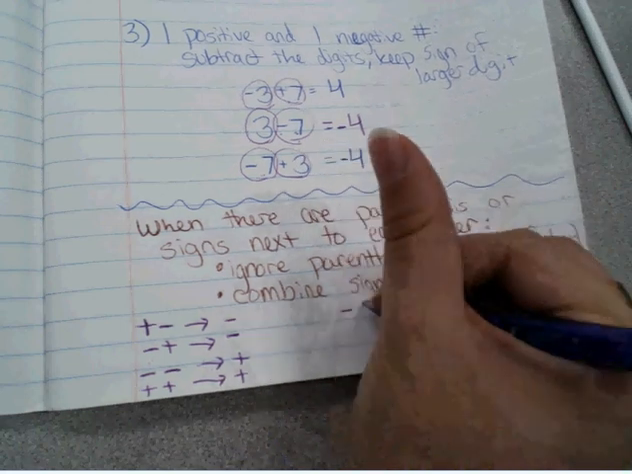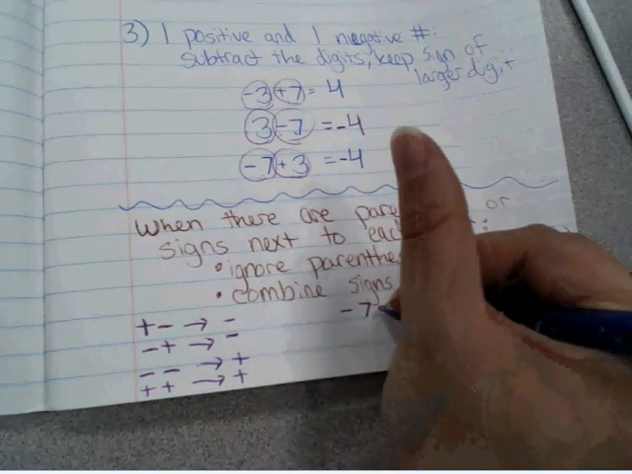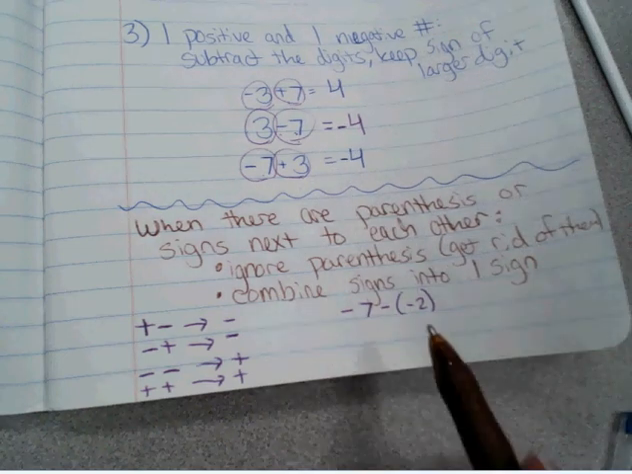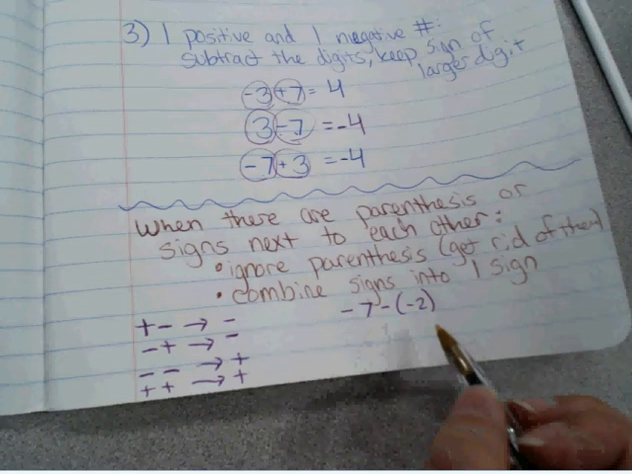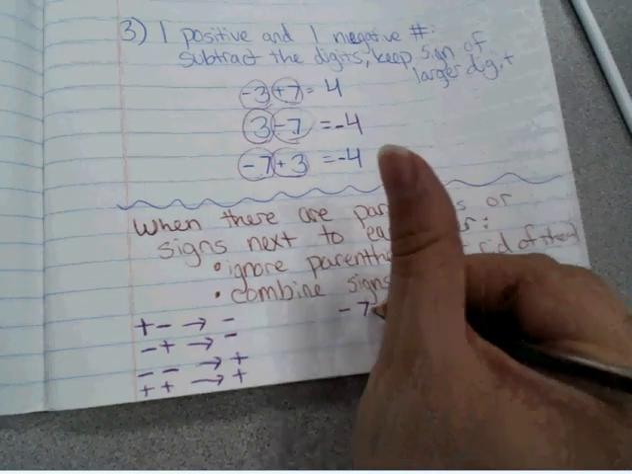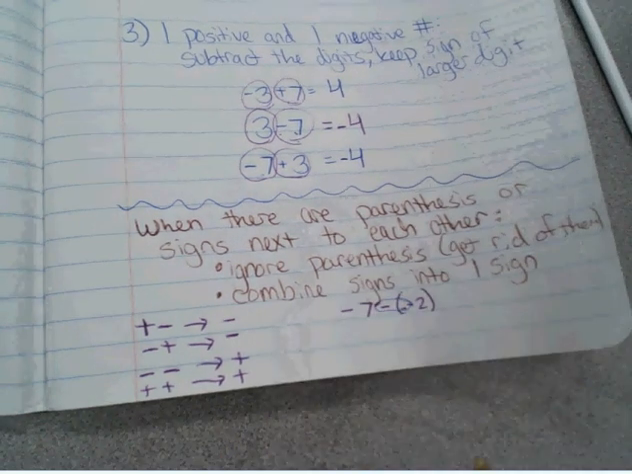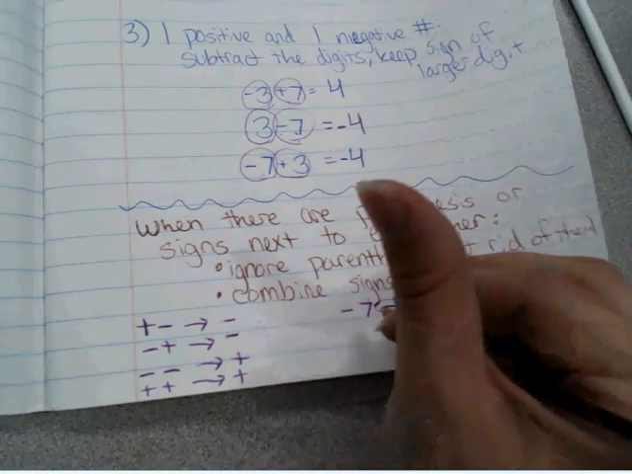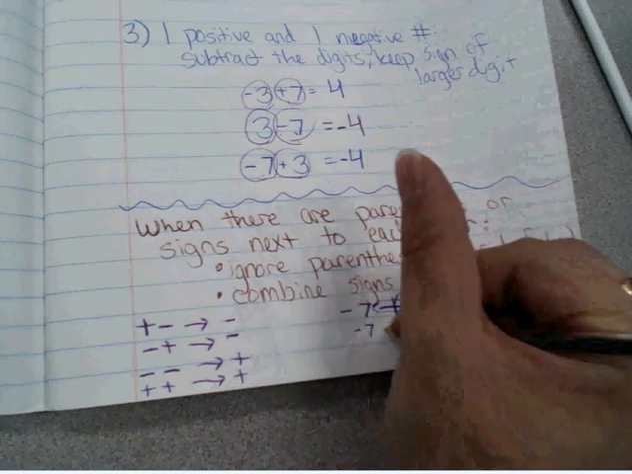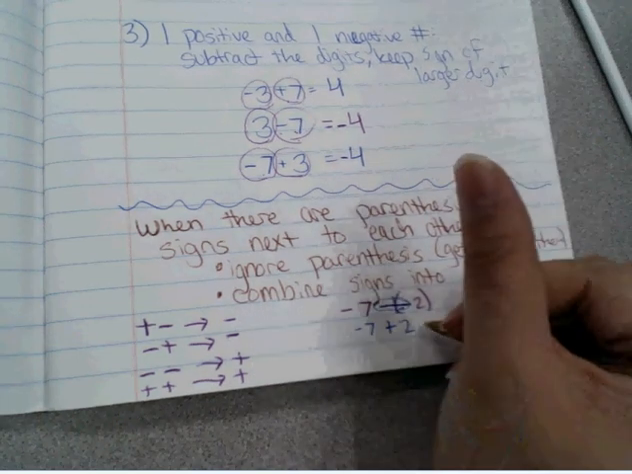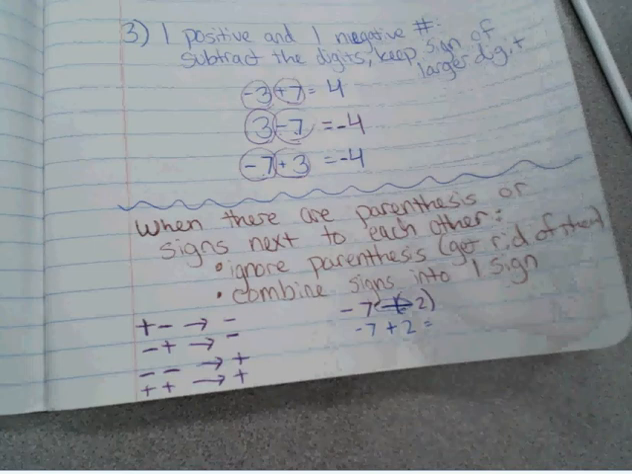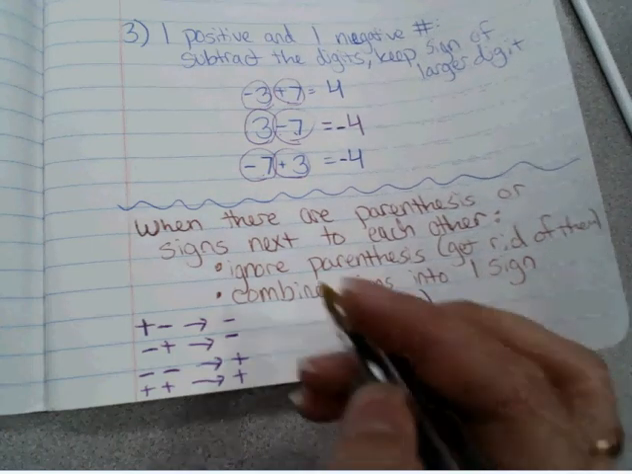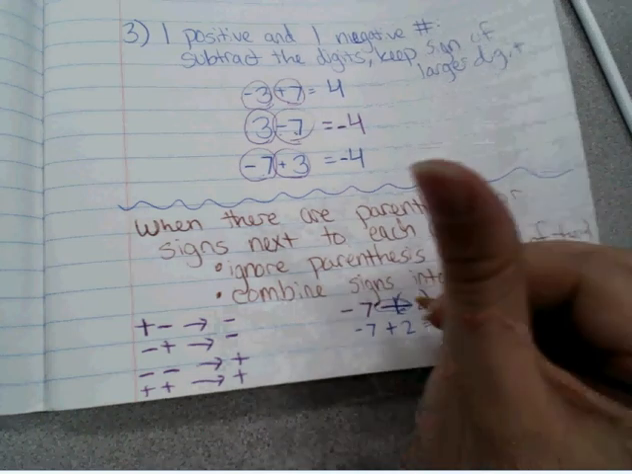So a couple examples. You might see something like negative 7, then minus negative 2. So we have these parentheses, which we know we can just ignore, but we have these signs right next to each other. There's no number in between. So those signs are going to turn into a positive. So this is really going to turn into negative 7 plus 2. And we know from our rules before, it's a negative and a positive, so we subtract. 7 minus 2 is 5, but 7's larger, so it's negative 5.